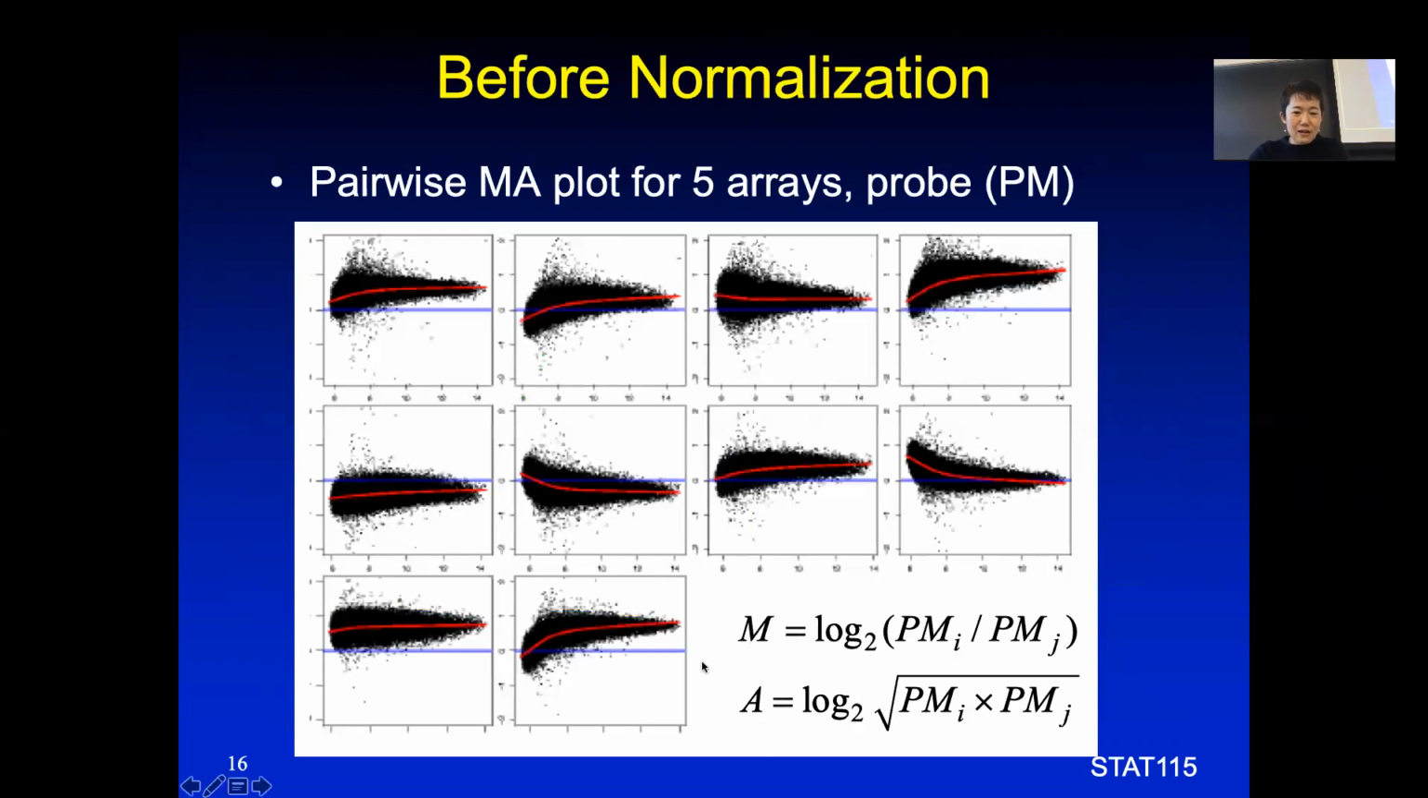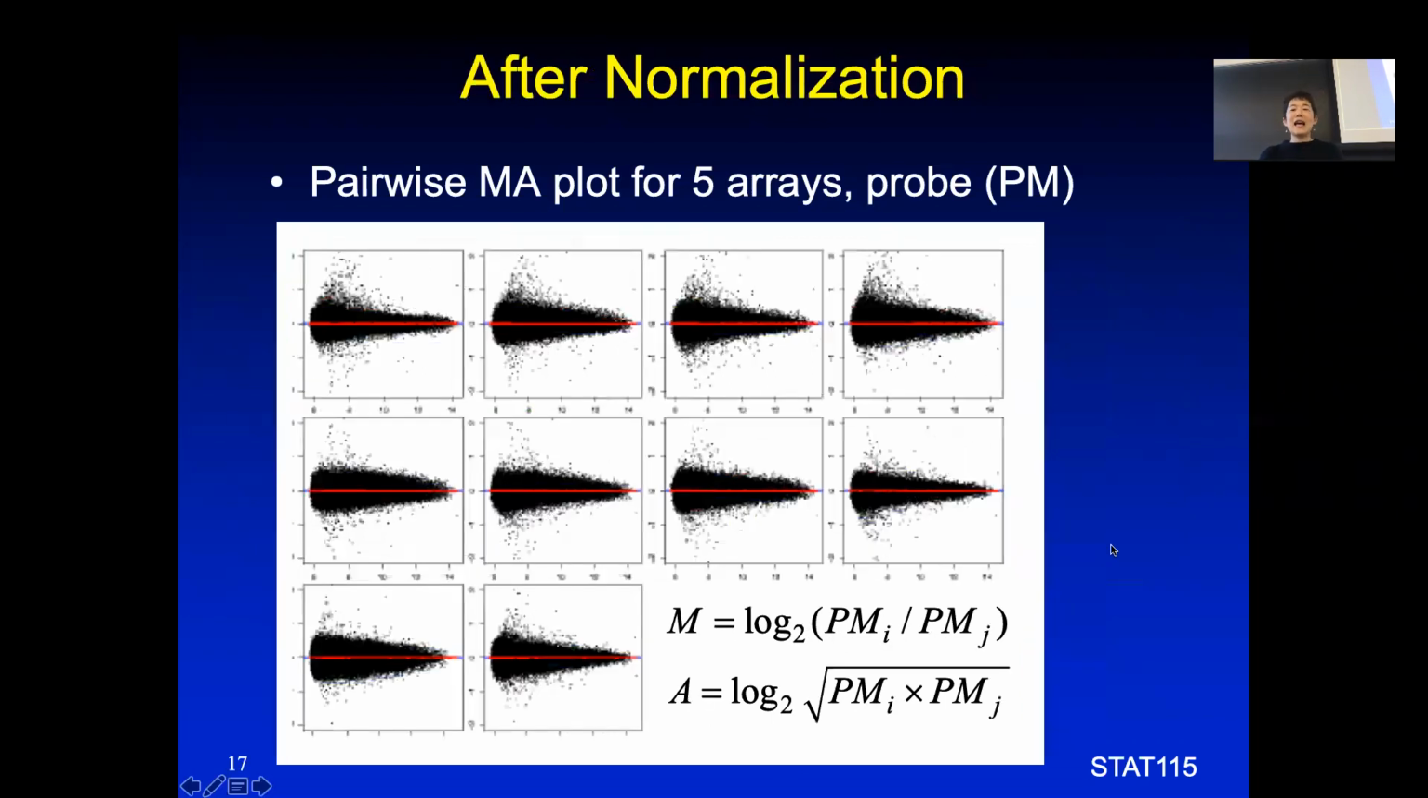So in here, the M again is the difference, and the A is the geometric mean, right? And you can see the data clearly needs a normalization. But interestingly, even just after quantile normalization, most of the dots now really lie on the 0. It means, when you look at the raw data, if the quantile normalization looks like this, you think you have done a good job with normalization.